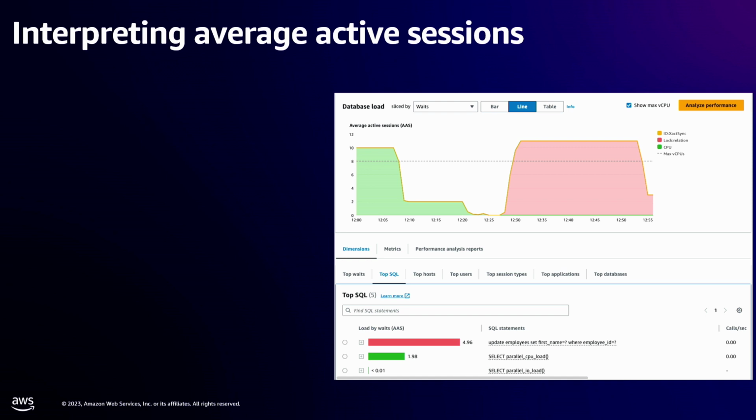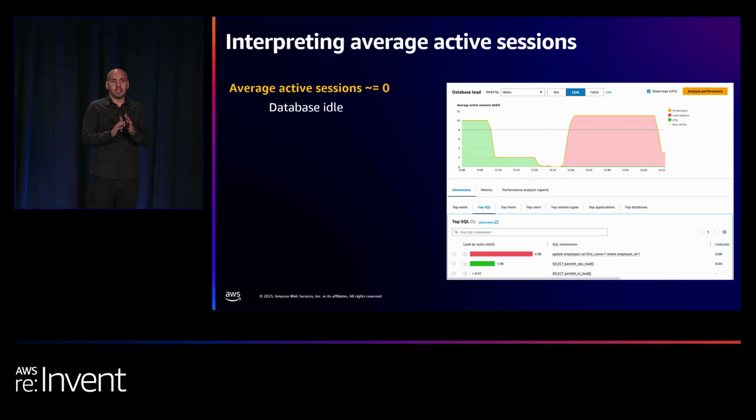The average active sessions, the database load graph, can also be very useful to understand the state of the database. And let's look at some examples. If the database average active sessions or database load graph shows 0, so no active sessions are running, you look at Performance Insights and you see nothing, it means that the database is pretty much idle. So if a user is complaining about performance challenges, the problem is unlikely to be because of database performance challenges. It's probably because of something else.